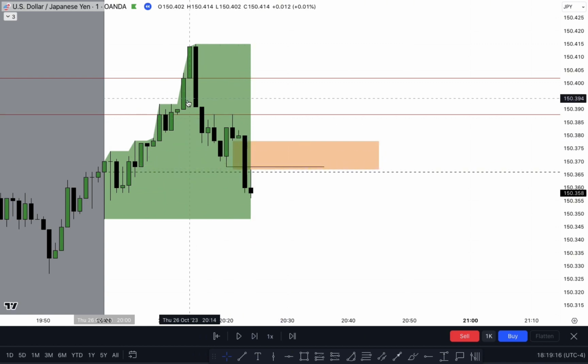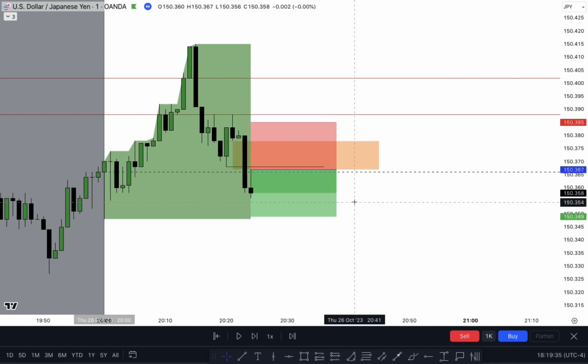We used to like to take the first fair value gap that formed. However, I believe that the market shift that forms first after taking out the buy side, or vice versa, the sell side, is going to be the ideal possible area for an opportunity. So here we would go short. How would we do that? We simply go short at the bottom of that candle here.